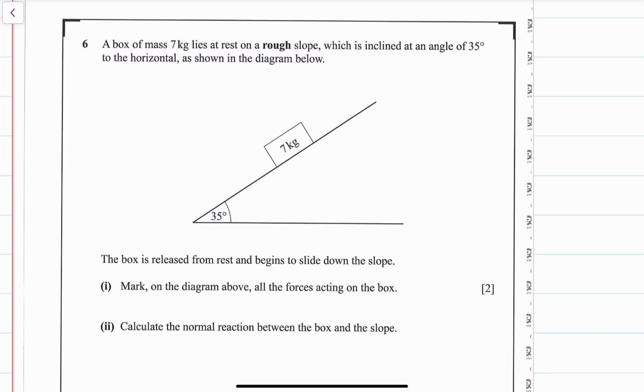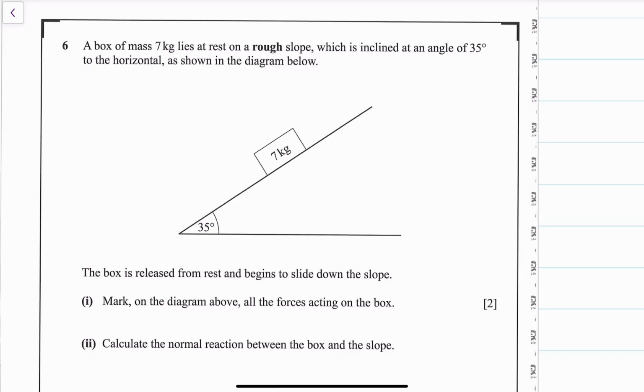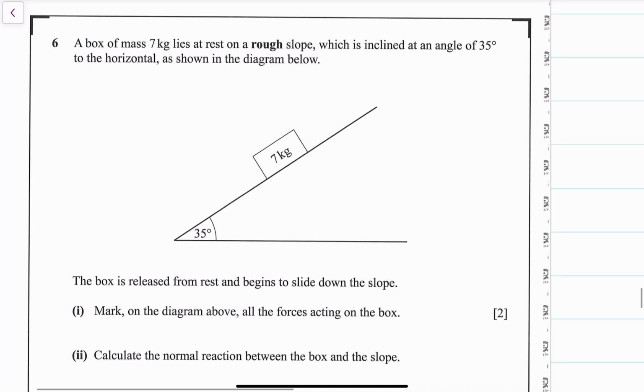This is our last question. Last question, of course, is a separate paper. Apologies. Right, so you've got your last question here. A box of 7 kilograms lies on a rough slope, which is inclined at 35 degrees to the horizontal, as shown in the diagram. The box is released from rest and begins to slide down the slope.